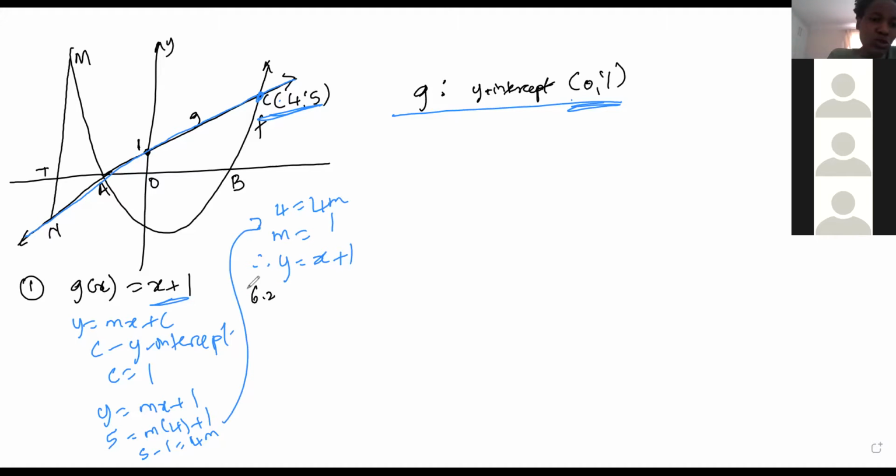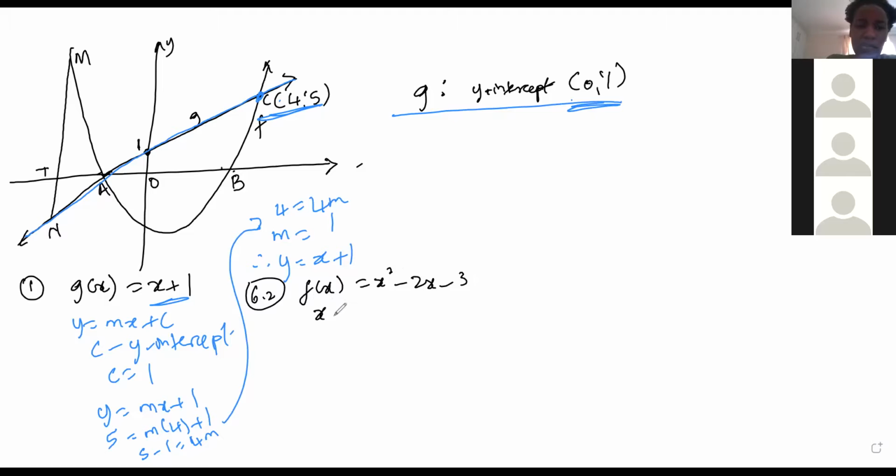Then question 6.2, calculate the coordinates of A and B. I've already talked about this one. So they gave you A and B, which, can you see, are the X-intercepts of graph F. The equation of F of X they gave us is X squared minus 2X minus 3. So A and B are on the X-axis, which means those are X-intercepts of graph F.